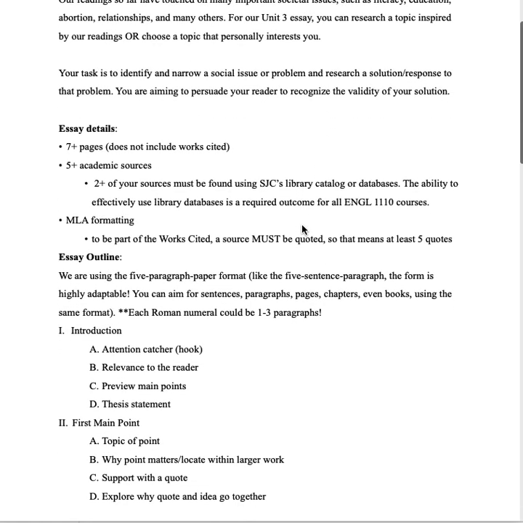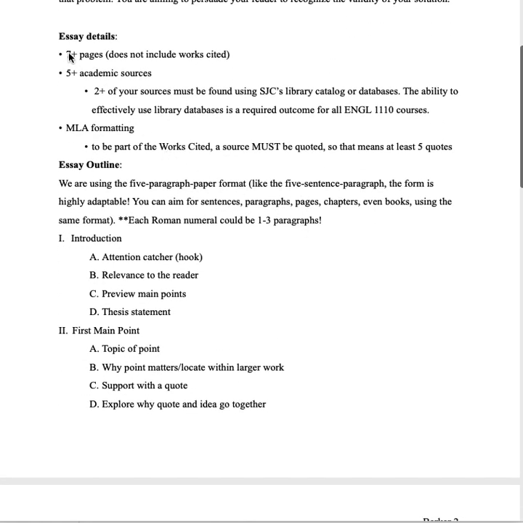So let's look at the basics first. We want 7+ pages. That doesn't include the works cited page, but we want 7 pages minimum for this assignment, because we're preparing for all your other courses at San Juan College and any university you transfer to. We also want 5+ academic sources. So you are going to need quotes from 5 separate resources. 2 of those resources must be found in the San Juan College Library Catalog or database.